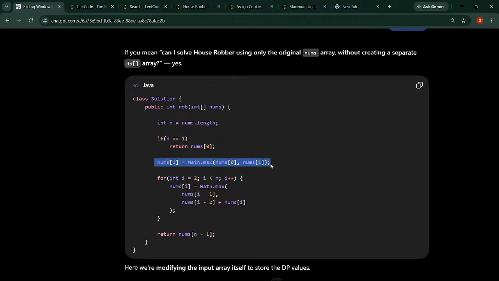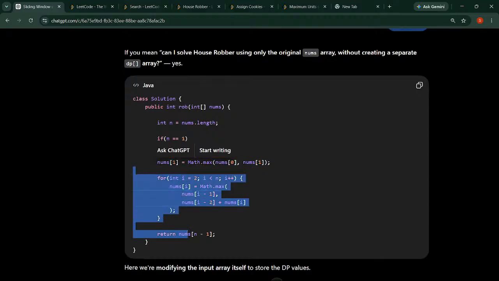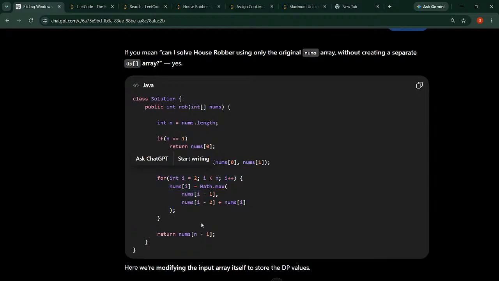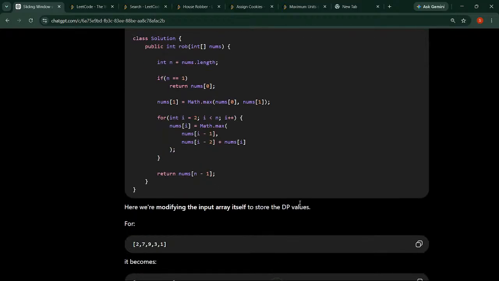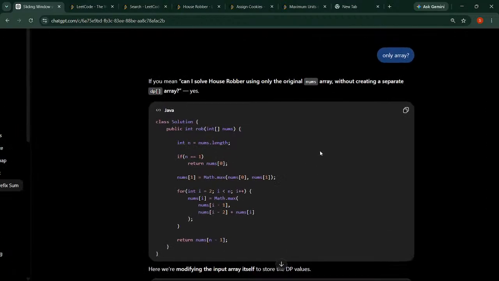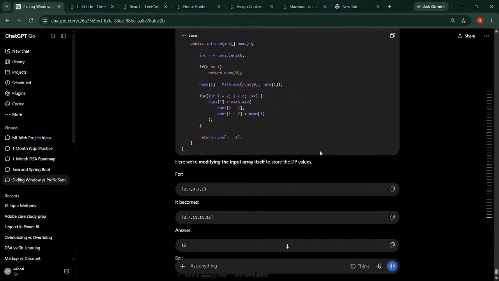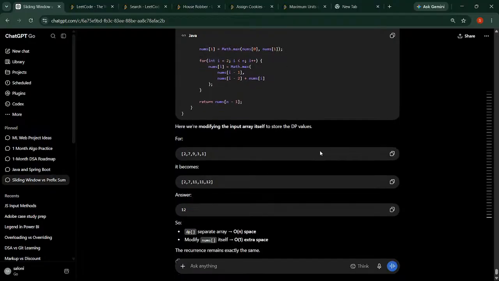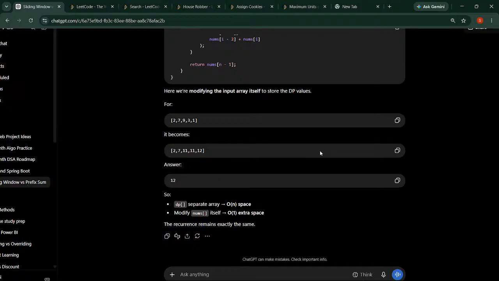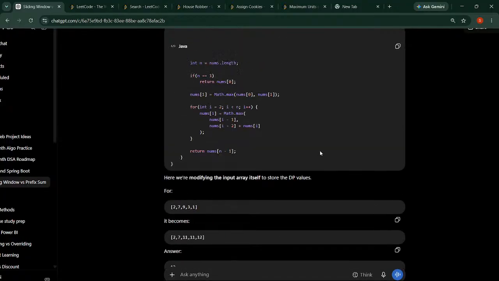It stored math.max number one. We started a second. I minus two, I minus one. I think I should do dry run. I should do the dry run of it. It's then only I will be able to understand this solution. Okay. Here we are modifying the input array itself to store the DP values. For it becomes answer. Becomes remains exactly the same.